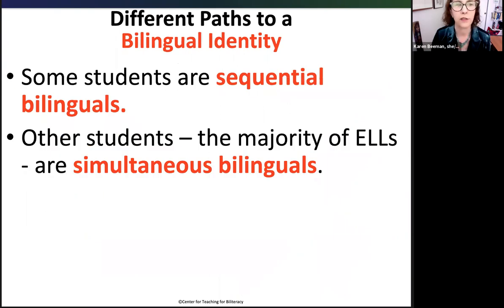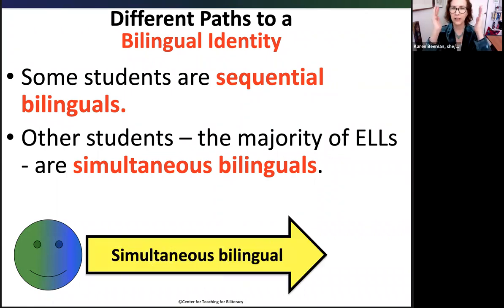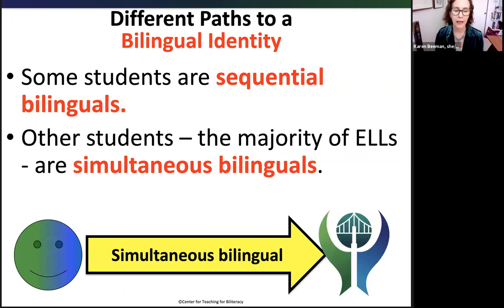The other path to this bilingual identity and bilingualism are students that are simultaneous bilinguals. And so simultaneous bilinguals, if you do this with me, this TPR, they are always exposed to two languages. And this means that they present differently. Look at what they look like. They're already teal or green and blue. They are simultaneous bilinguals, but the goal is the same. They're going to become bilingual, biliterate, and bicultural.